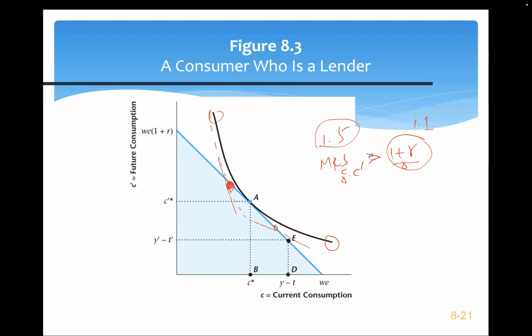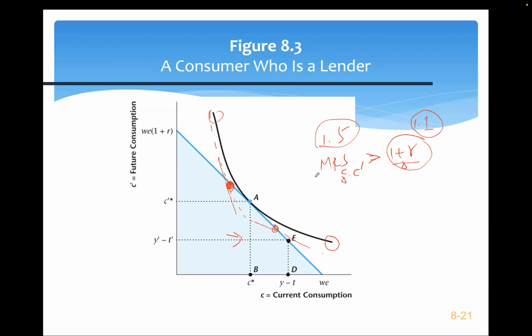Meaning, if I increase my consumption today and give up consumption tomorrow, I'm actually going to improve, right? Because this is what I need to pay in the market, and this is what I value it at myself. So my benefit exceeds my cost. Hence it's better to move in this direction.